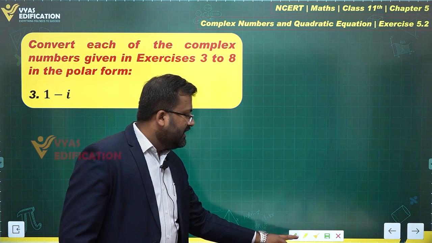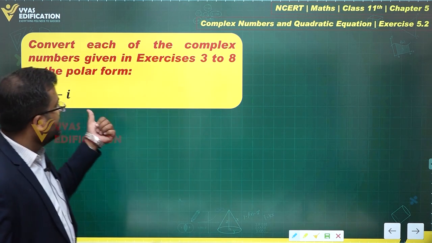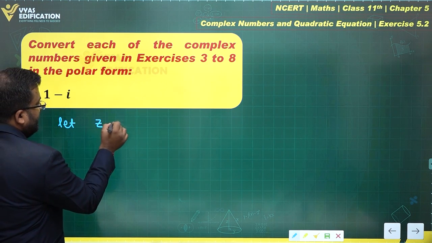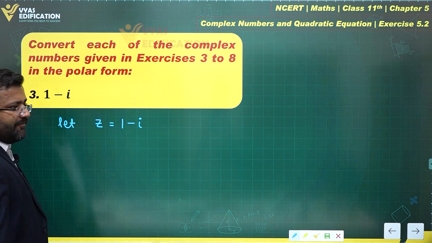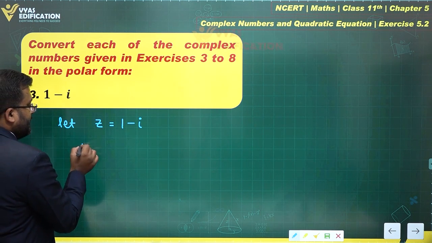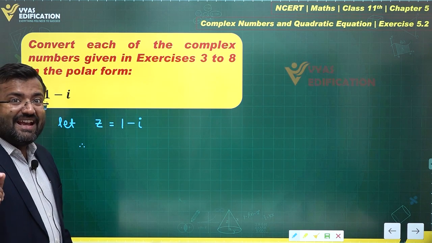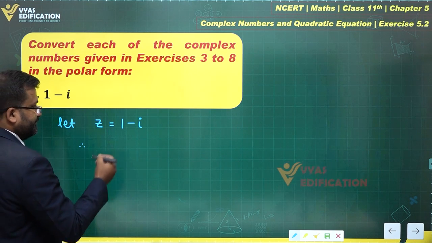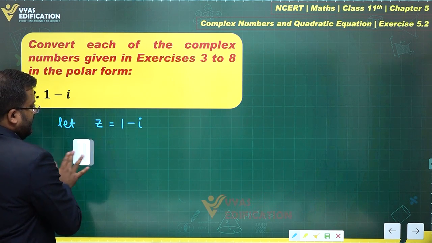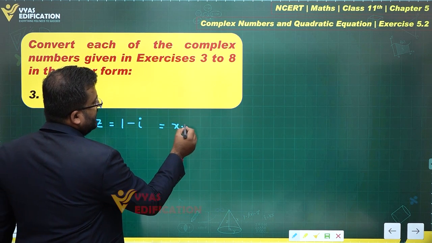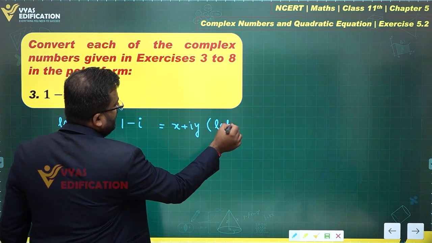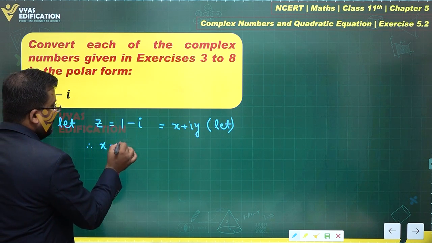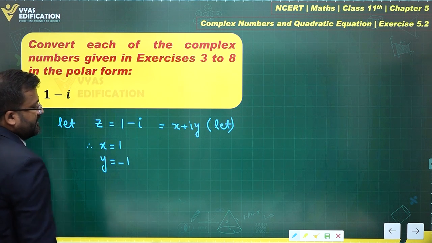finding the polar form of this particular complex number 1 minus i. So let z equals 1 minus i. Therefore, what will x be equal to? x is equal to r cos theta, y is equal to r sin theta. That is something which we know. Let z be equal to x plus iy. Therefore, x equals 1, y equals minus 1.